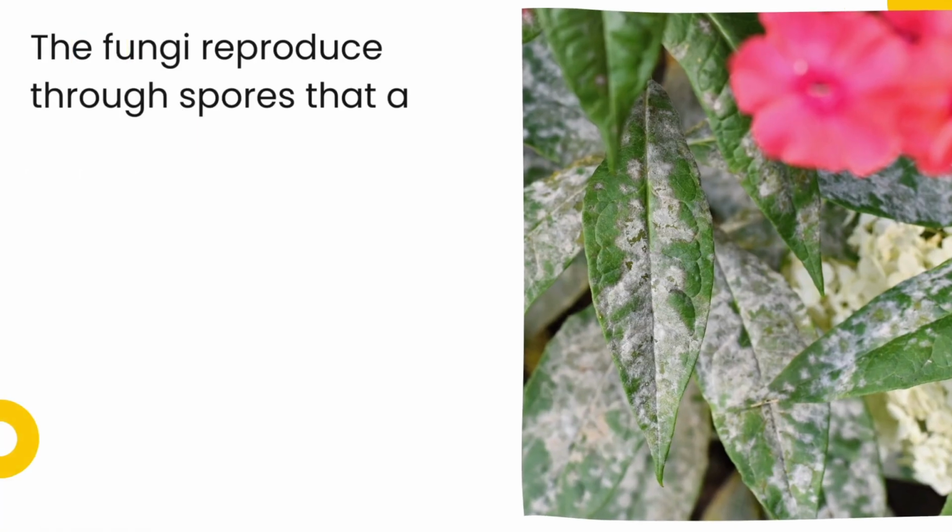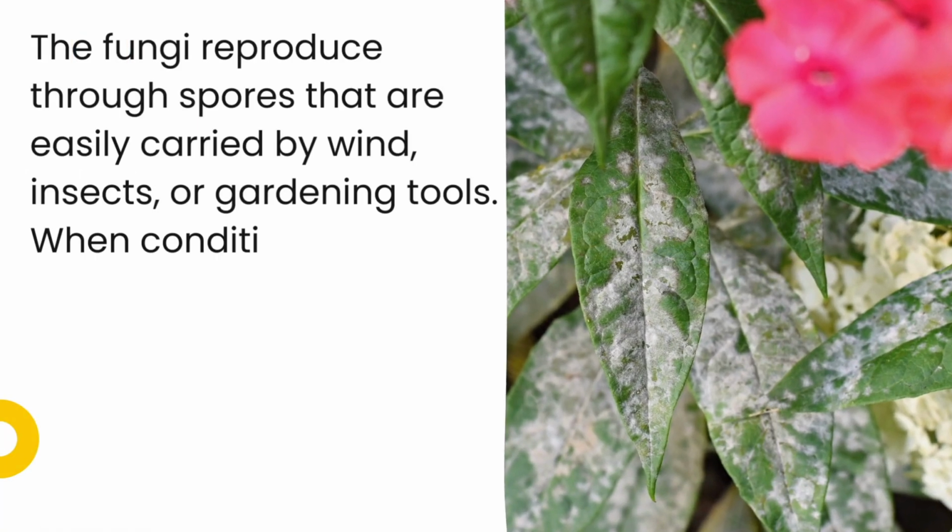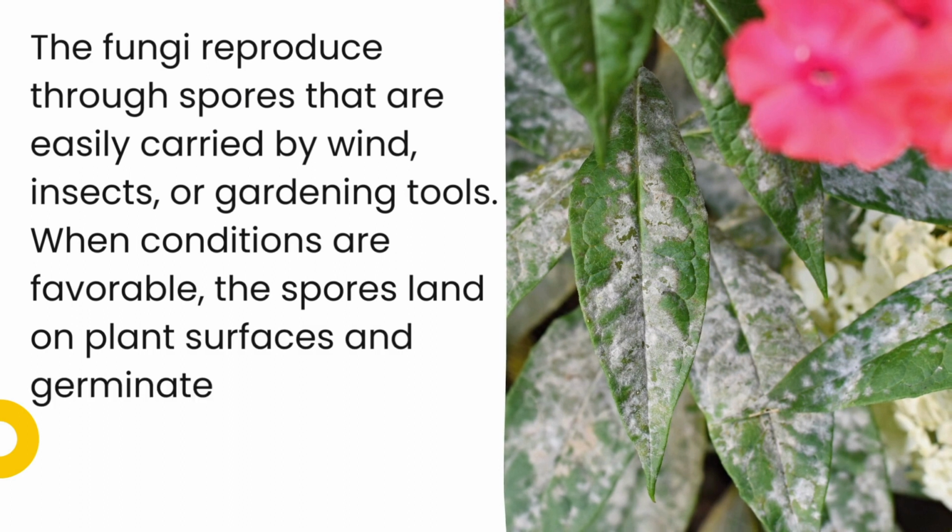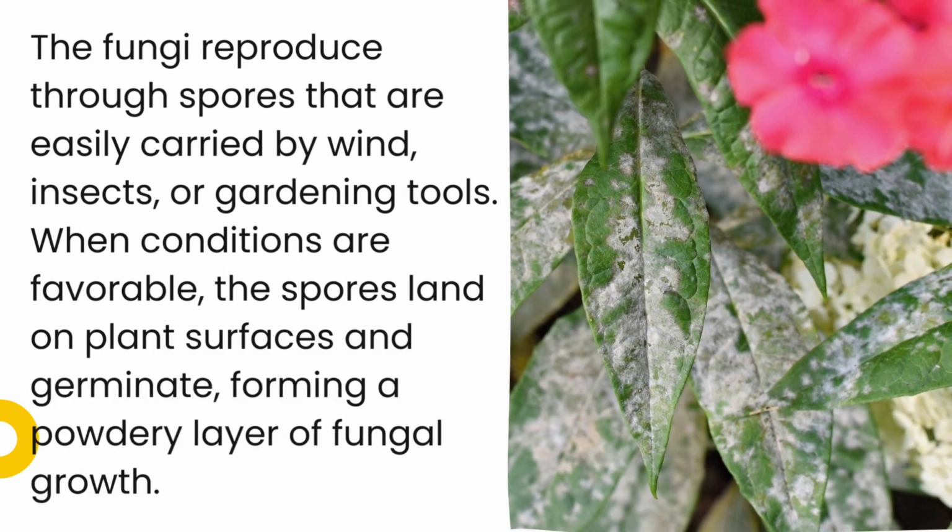The fungi reproduce through spores that are easily carried by wind, insects, or gardening tools. When conditions are favorable, the spores land on plant surfaces and germinate, forming a powdery layer of fungal growth.